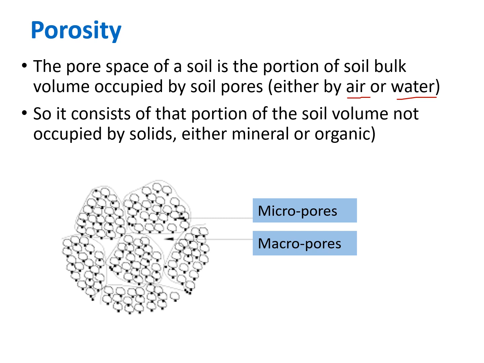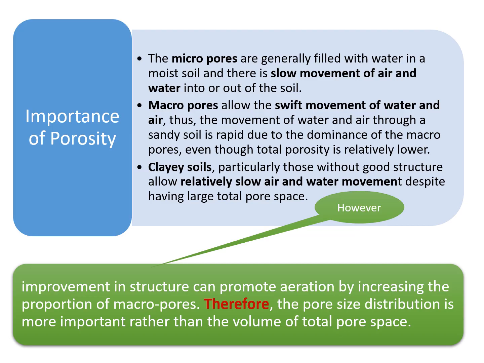We have also some micropores in the soil, which we refer to as capillaries, and we have also macropores. In most cases, the micropores can hold more water as compared to macropores. And the macropores increase the rate of the flow of water in the soil. So both are important. We need micropores and we also need macropores. But when we talk about porosity, that is the total pore space.